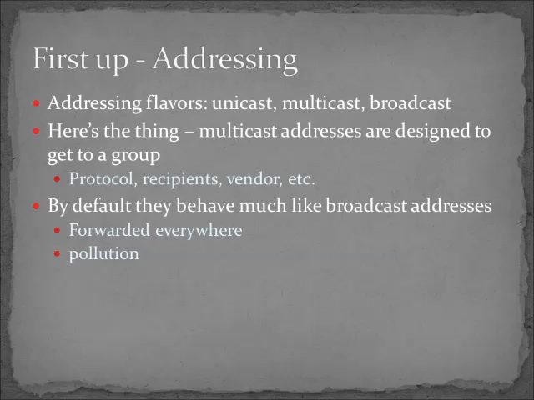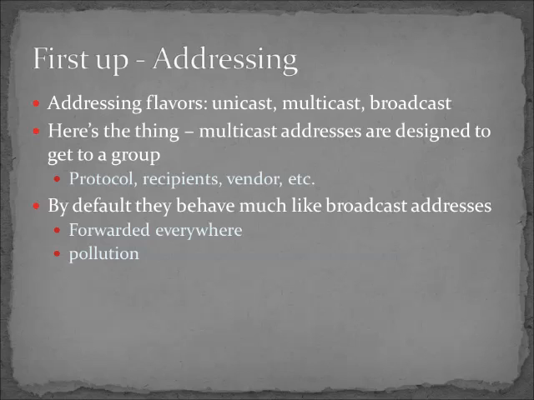Now to begin with, there are a couple of flavors of addressing. We've got unicast, it's you to me; multicast, me to a bunch of folks; and then there's broadcasting, me to, say, everybody. Here's the thing. Multicast addresses are designed to get to a subset of everybody. So we might be after a particular protocol like spanning tree. We might be after a particular set of recipients, like those interested in a multicast stream. Some vendors use multicast to talk to their gear and routing and so on and so forth. So there's lots of reasons that we want to get to a subset of all of the nodes on the network.